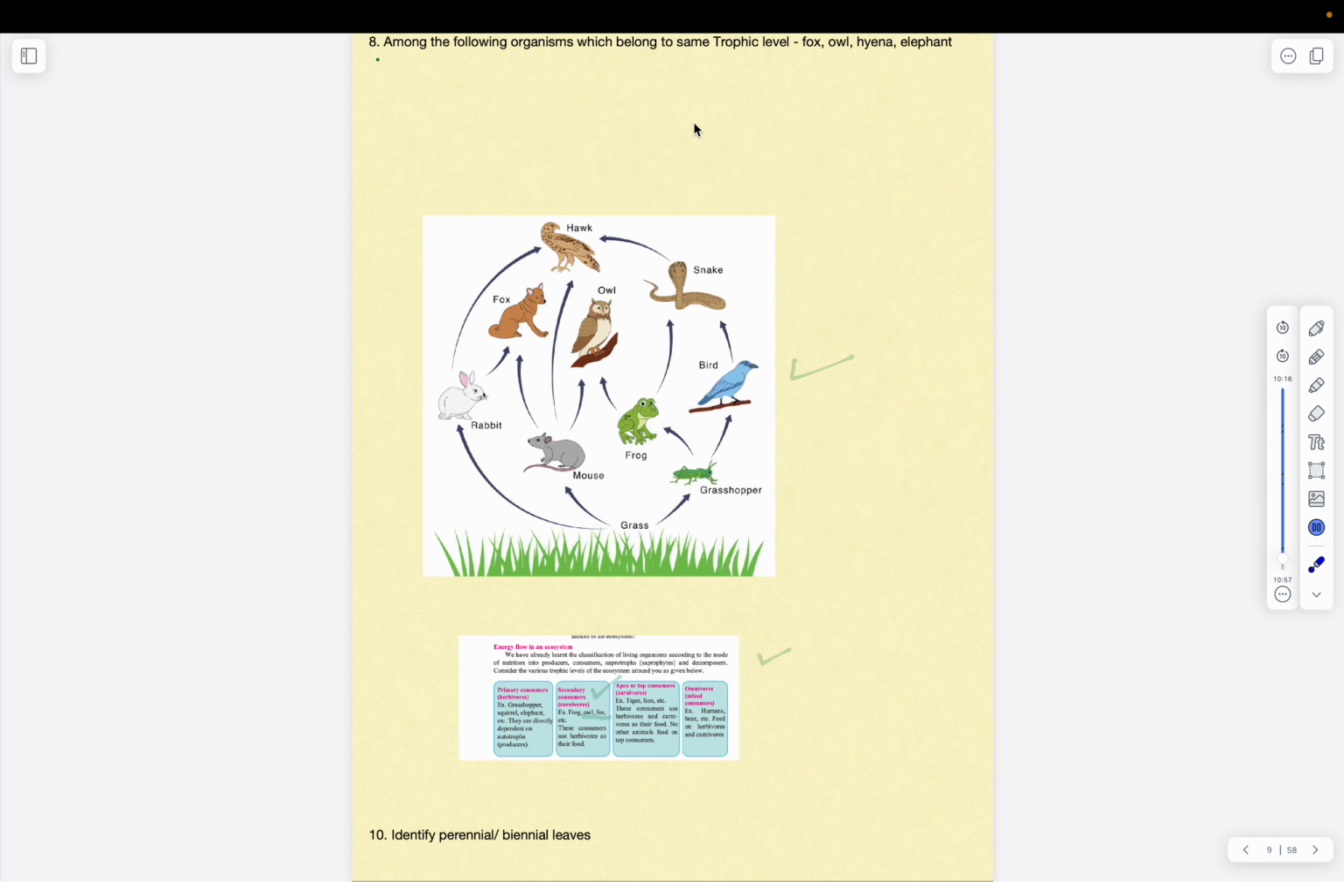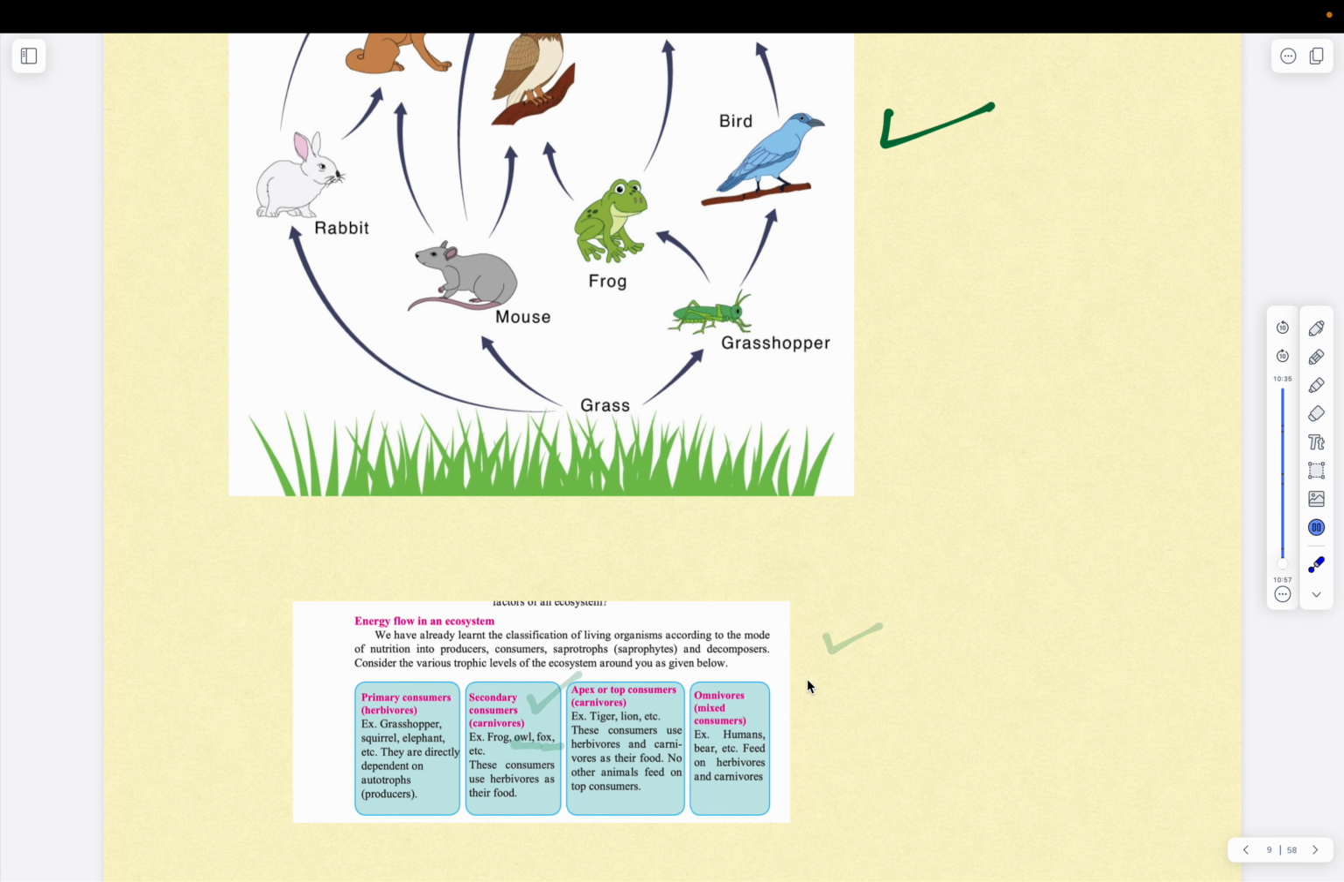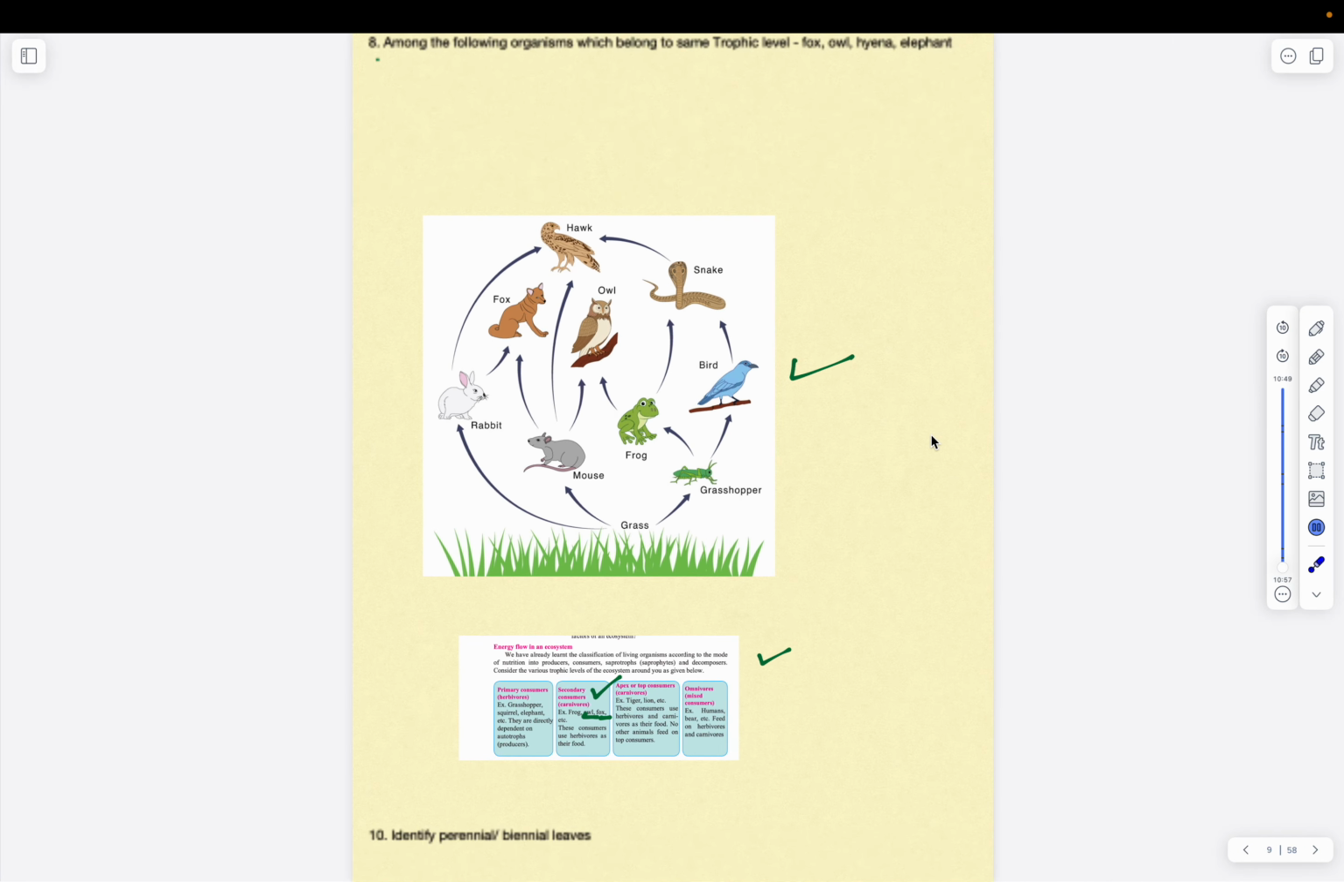Then there was a question where 4 organisms were given, and the question was to identify which organisms can belong to the same trophic level. If you look at this food web, or if you look at the text which is given in the SSC class 9th textbook, according to this textbook, owl and fox are secondary consumers. So the answer for this question was owl and fox, they can occupy the same trophic level.